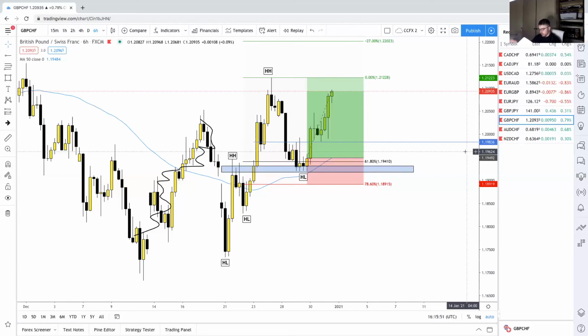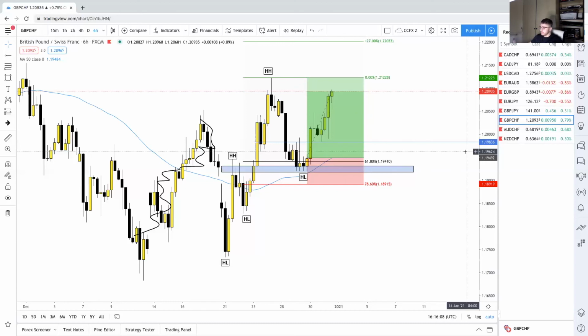The next sub paragraph is fundamentals. There are no news events today for either pair. GBP should have strength off the back of the trade deal. So as you can see, I journaled that down on Tuesday. So now it's Friday, January the 1st, 2021.